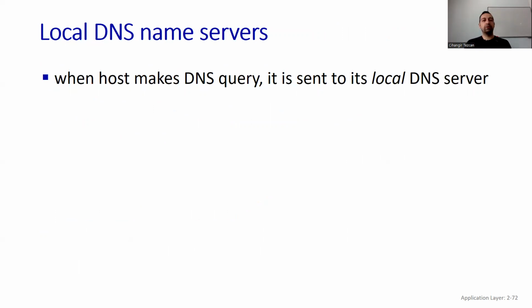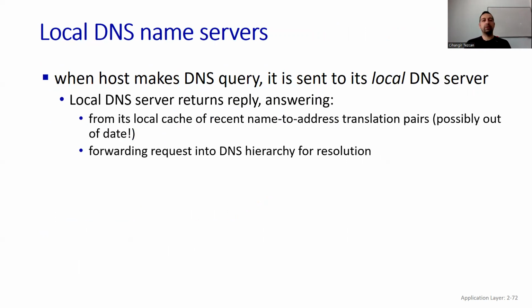When a host makes a DNS query, it is sent to its local DNS server, because most of the time you will find the answer there. The local DNS server returns a reply answering from its local cache of recent name to address translation pairs, possibly out of date. So this is what happens sometimes if the IP address changes. If you read it from the cache, you will actually be visiting the old version. So you have to requery it and check if it is out of date and so on.